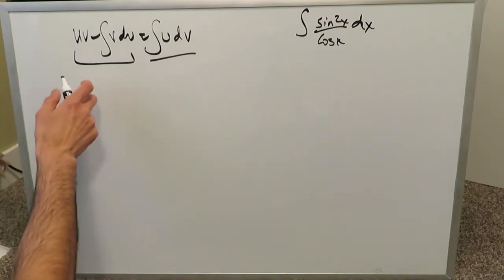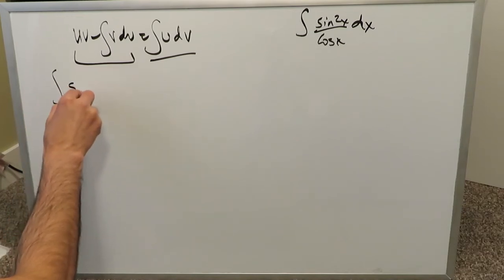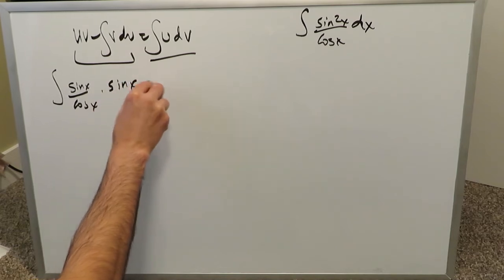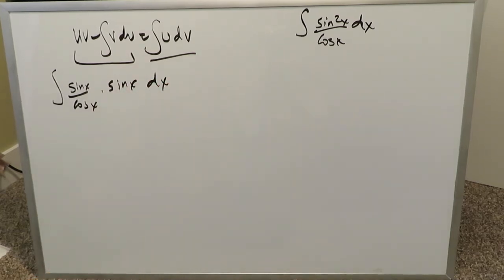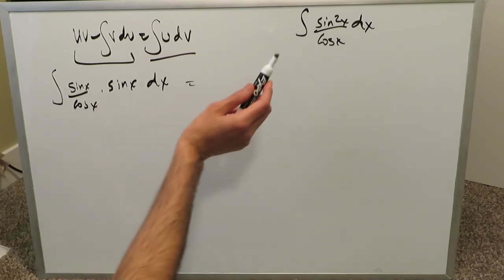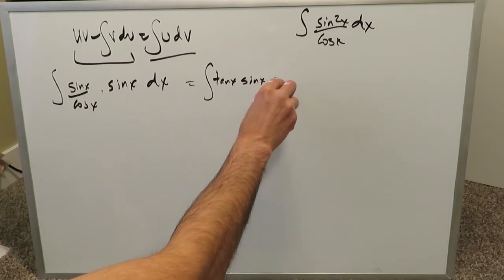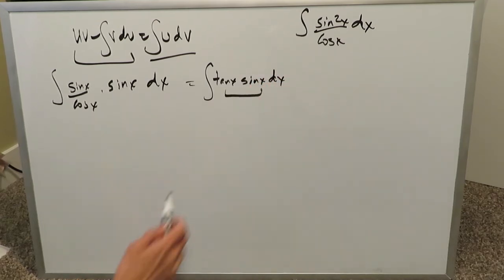What can we do over there with that question? This is what we can do. You can do sine x over cosine x times sine x dx. I've just separated one element of that sine x with the cosine x. This is exactly equivalent to that. Now I suddenly have tan x sine x dx, and now we can do integrating by parts.